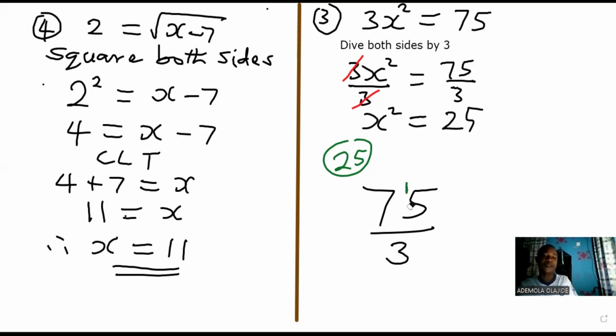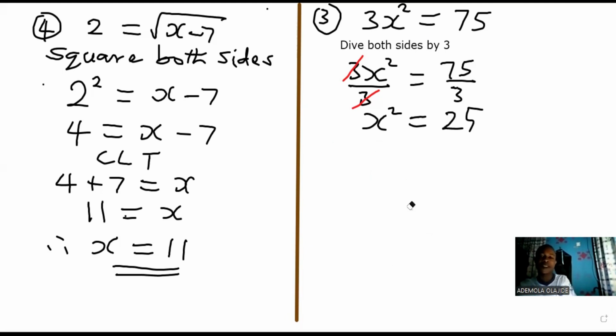Can you tell me the next step to take? Look at it. Gradually, the problem is being solved. Out of the 2 obstacles here, the 3 and the square, we were able to remove the coefficient 3 by dividing both sides by it. So how do we remove this square? What do we say to remove a square? That means square root.